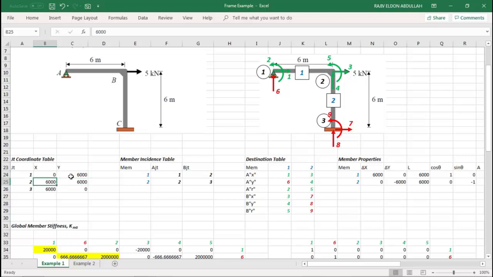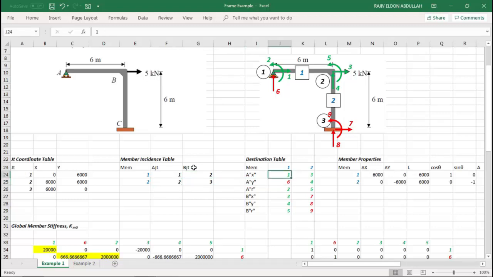Do the same for joint 2. That's 6,000, 6,000. Then for joint 3, 6,000 because it is 6 meters from the origin, and then 0 for the y. For the member incidence table, you have only 2 members, 1 and 2. So A joint would be the lower number joint, so that's joint 1. B joint is the higher number joint or the far end, so that's joint 2. Then for member 2, it's 2, 3.